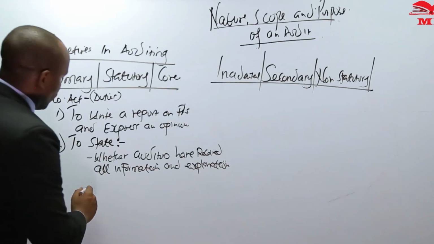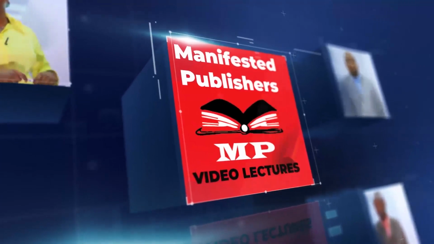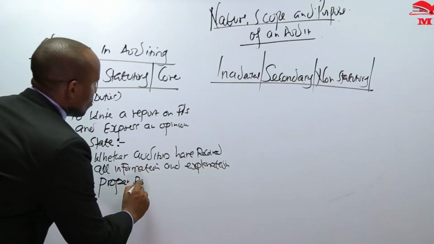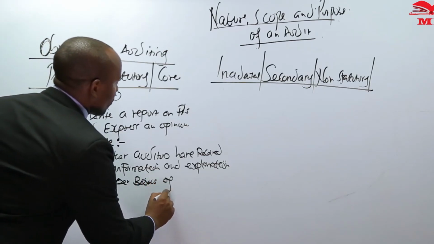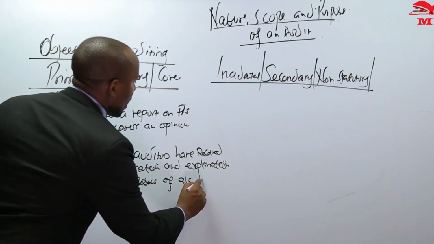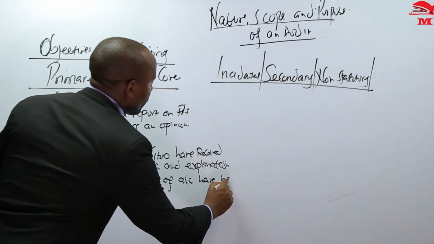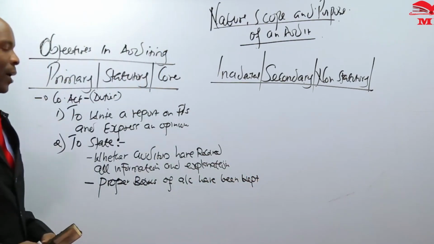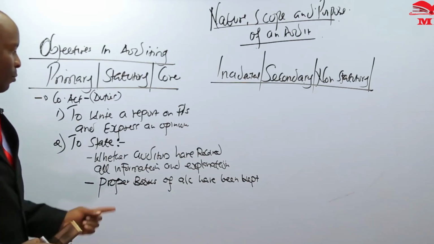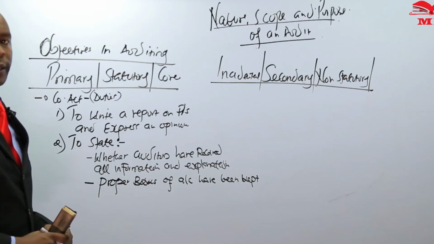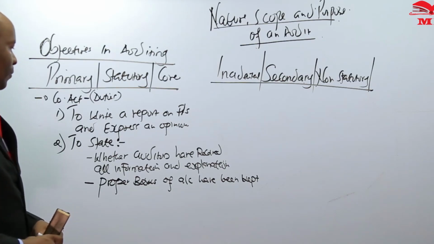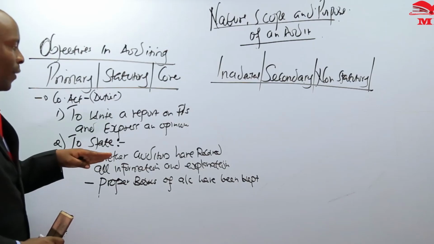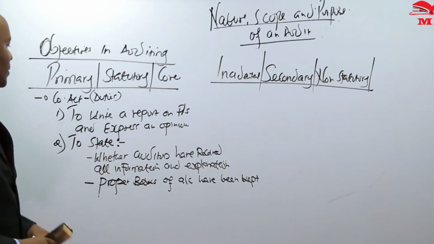The other objective that we need you to tell us is whether proper books of accounts have been kept. Each and every company has an obligation to maintain books of accounts. Those books of accounts, examples will include receipts and payments. So it is the work of an auditor to go ahead and tell us, does this company maintain the good books of account that are required by the Companies Act?